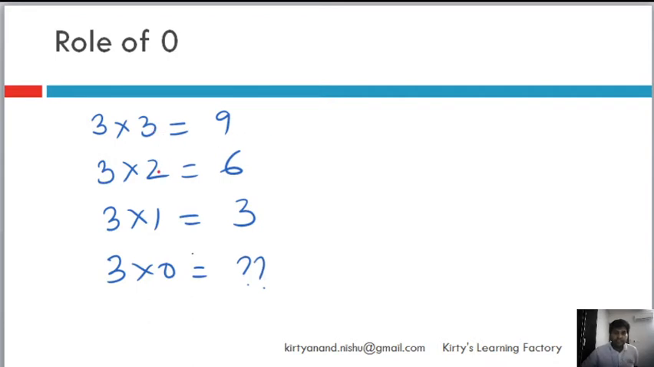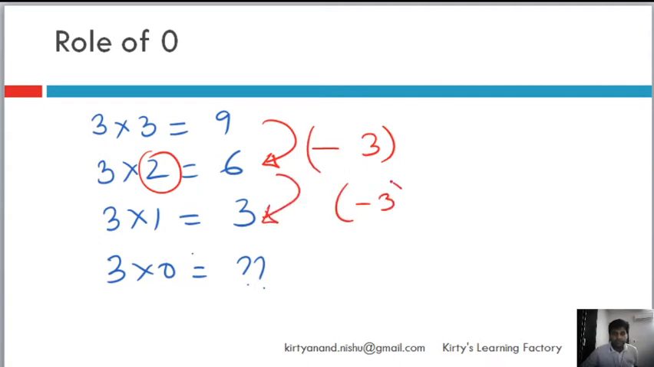from 3 into 3 to 3 into 2, when I reduce the multiplier by 1, basically what is happening? I am subtracting 3. Again I am subtracting 3. So again here what I am going to do, I am going to subtract 3. So what do I get? 9 minus 3 is 6. 6 minus 3 is 3. And 3 minus 3, which is 3 into 0, is 0.